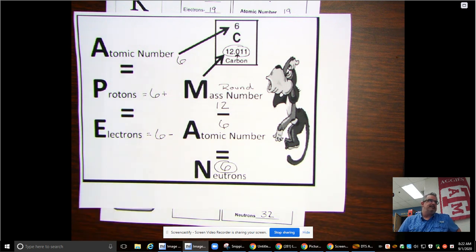Okay? Alrighty. So if you have any questions, again, feel free to email me. We'll talk about this in class as well. But this is Wednesday and Thursday, basically our practice with doing this, because it is really super important, understanding how to figure out how many subatomic particles are in each of the atoms on the periodic table.